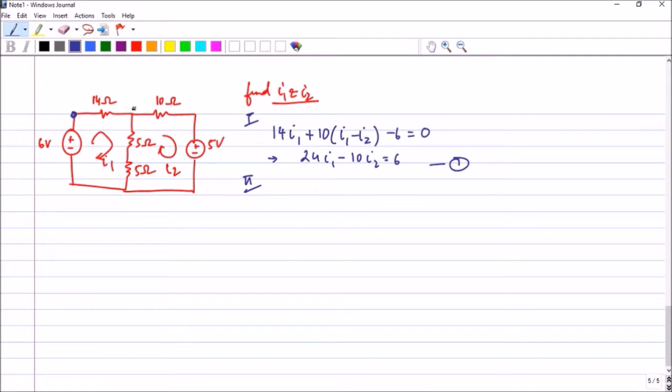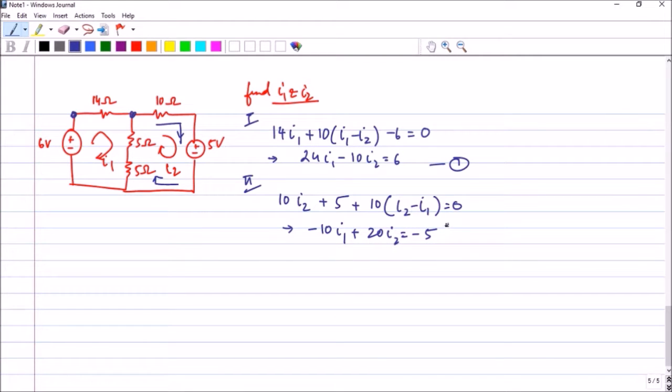And for the second mesh, let's start from this point and move in the same direction as the current. So this is my direction. This I2 will be flowing through the 10 ohm resistor in the same direction in which I am moving. So it is 10 into I2. Then we see the plus 5 volt. And look here, I am entering like this and I1 is opposing me. I2 and I1 are in opposition with each other. So I get plus 10 into, because I1 is opposing, I put minus I1, equal to 0. So what do I get? I get minus 10 I1 plus 20 into I2 equal to minus 5.